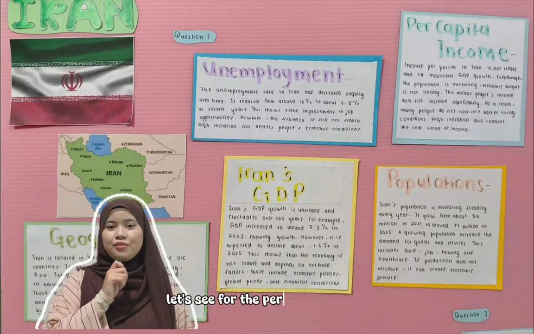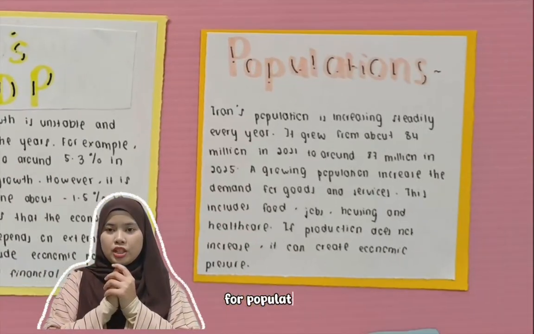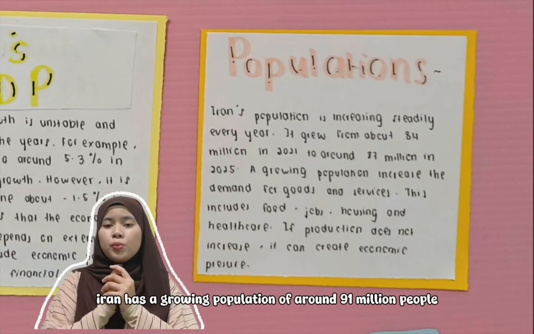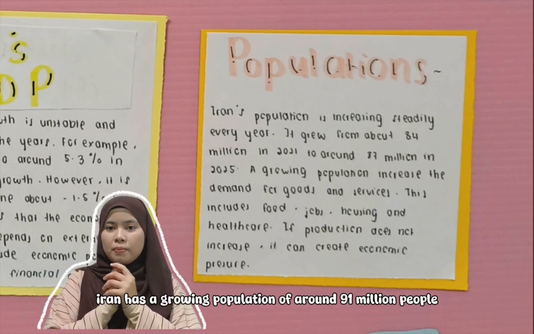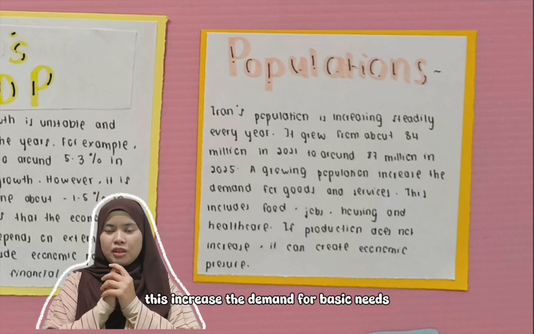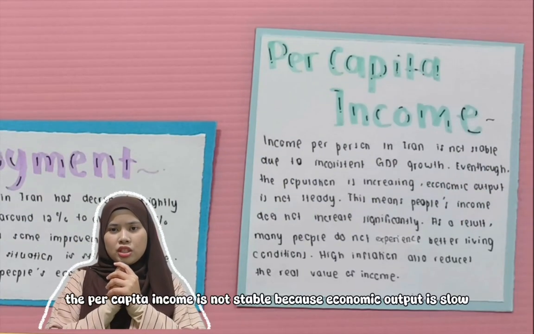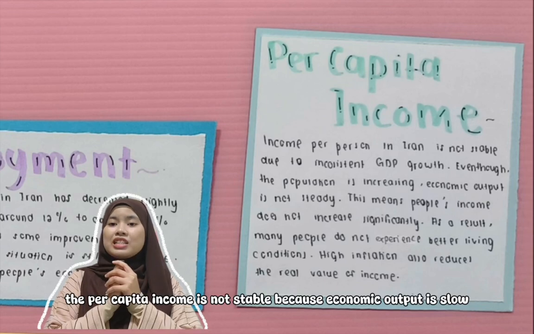Okay, next, let's see the per capita income, inflation, and unemployment. For population, Iran has a growing population of around 91 million people in 2023. This increased the demand for basic needs. However, the per capita income is not stable because economic output is slow.